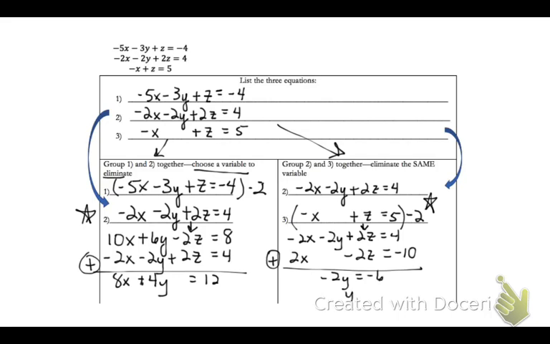I'm going to divide both sides by -2, which will give me y equals a positive 3. So now we know one of our variable answers, and we have two equations now that we can work with in a two-variable system. So we're going to write these two equations in the next space below.